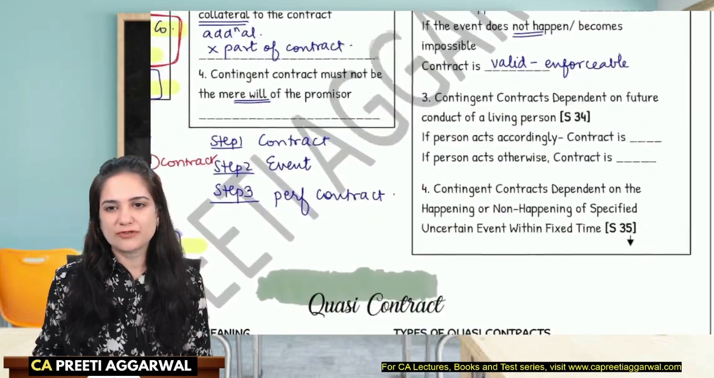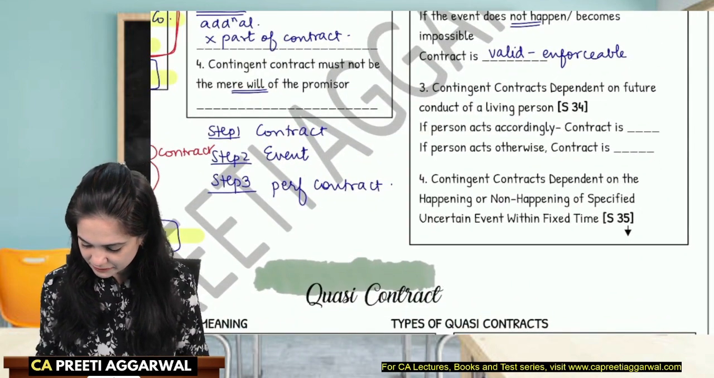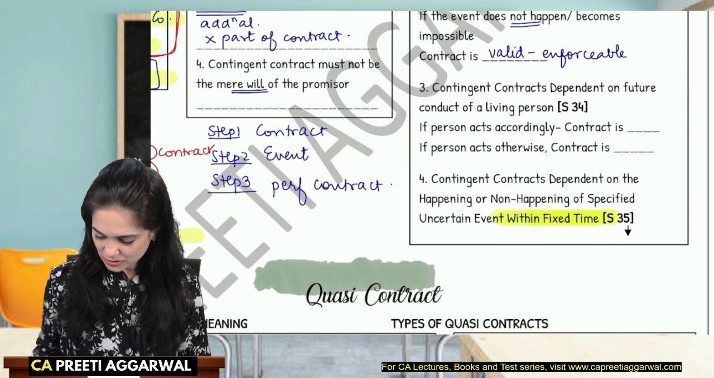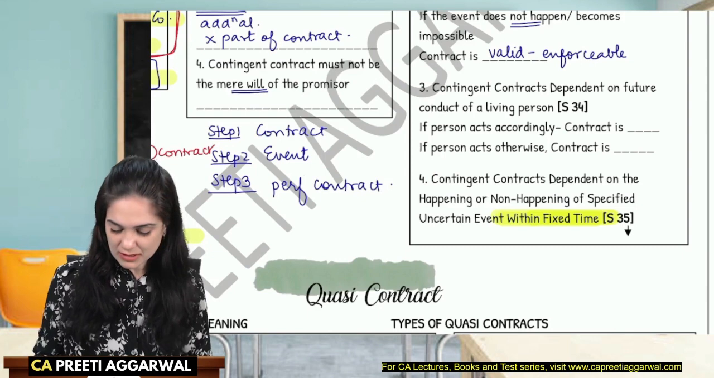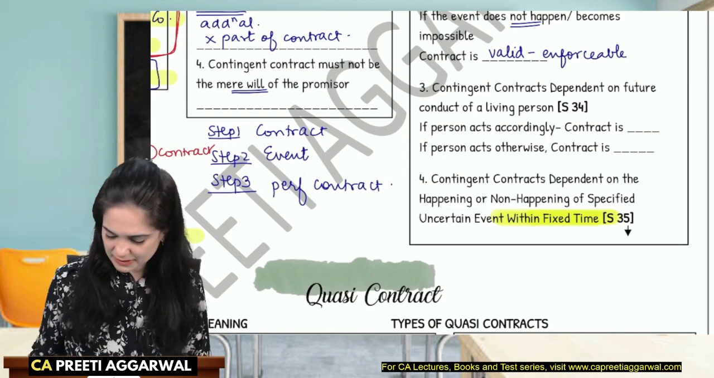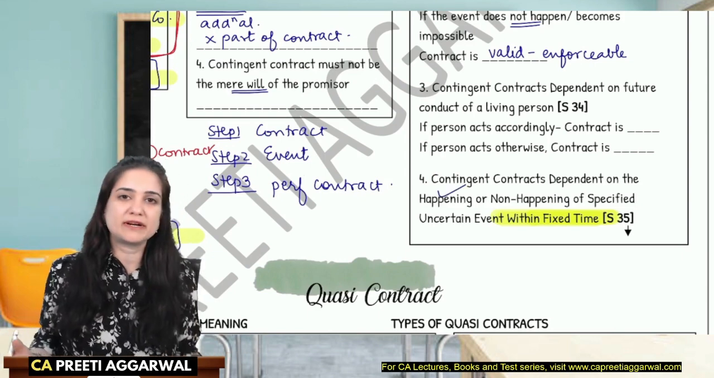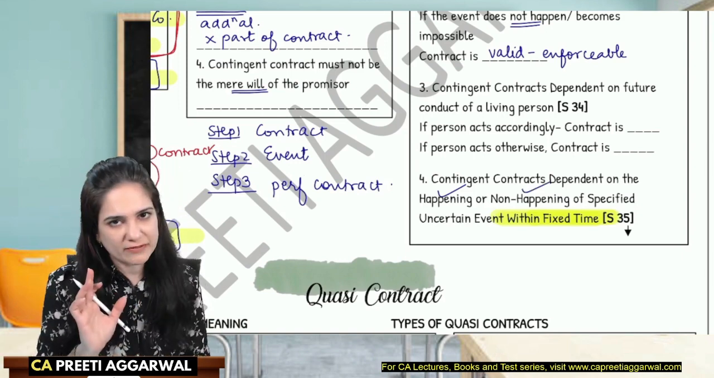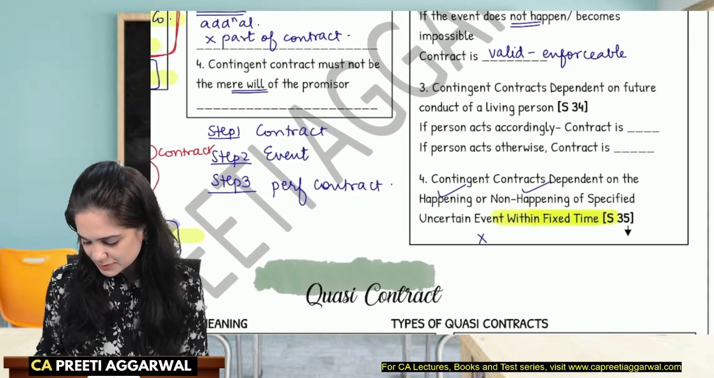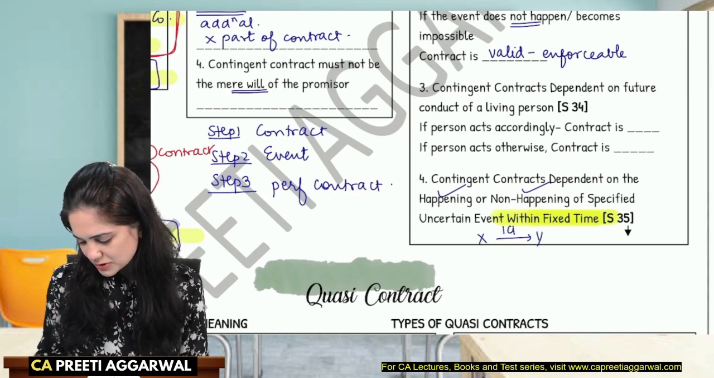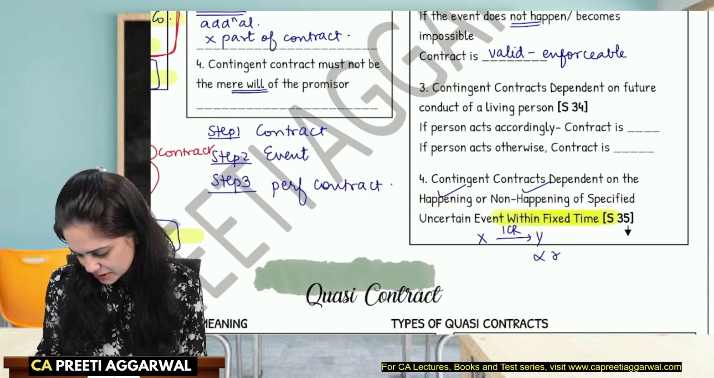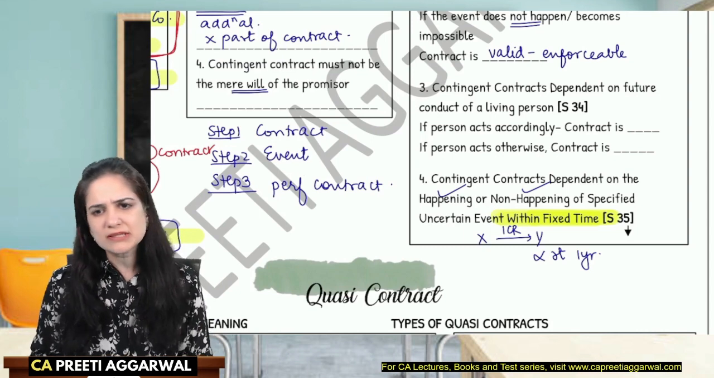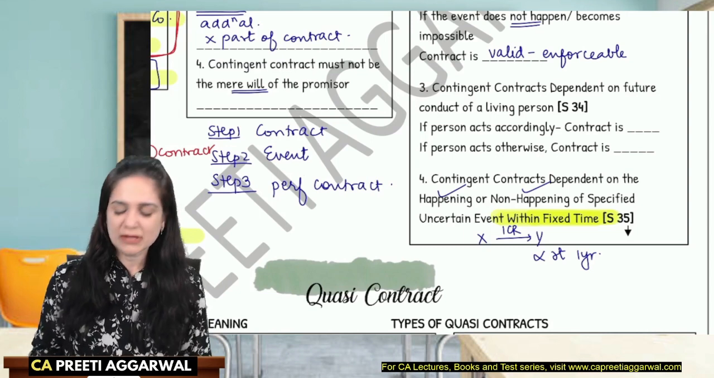Sometimes the contingent contract depends upon happening or non-happening within a fixed time. All right, over here they have mentioned fixed time. The provisions are the same. If the event happens within a fixed time, then the contract will be enforced. Sometimes it is dependent upon non-happening within a fixed time, then the contract will be enforced only when the event does not happen within a fixed time. So X promises to pay 1 crore rupees to Y if a certain ship does not return within 1 year. So the ship does not return within a year. Will X pay money to Y? Yes. If the ship returns, he will not pay.